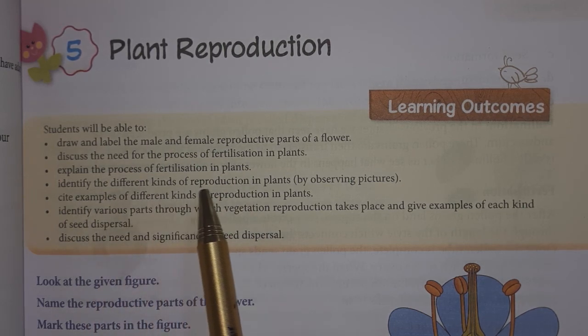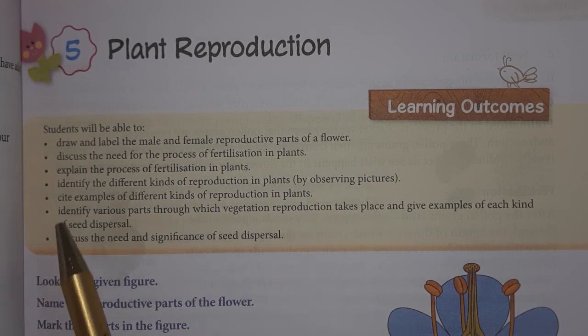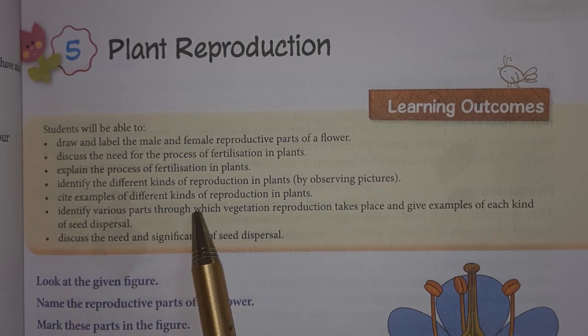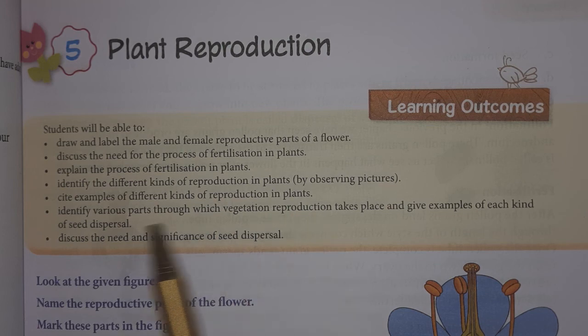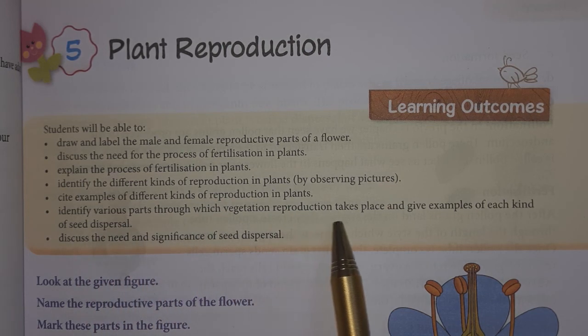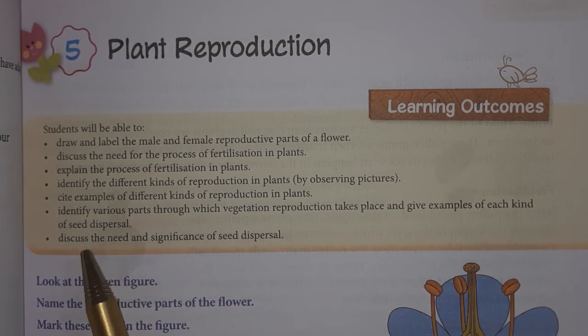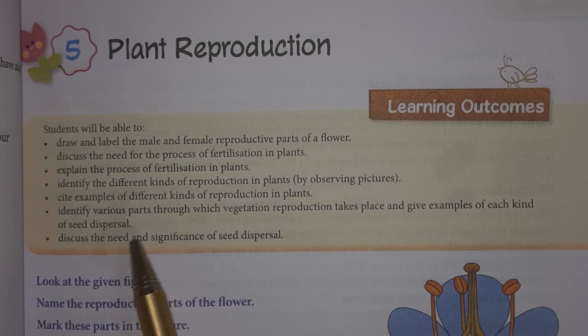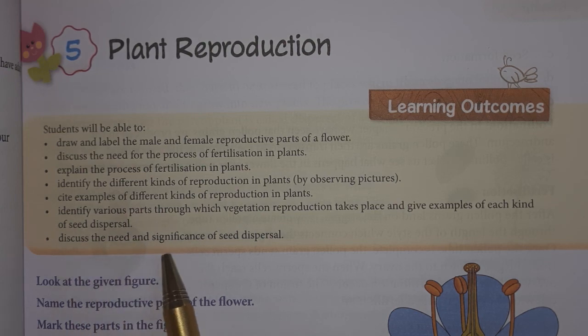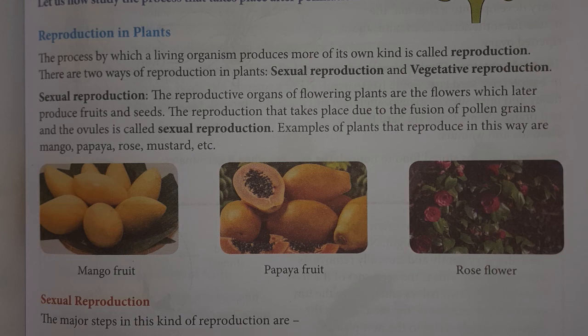Identify the different kinds of reproduction in plants by observing plants. Cite examples of the different kinds of reproduction in plants. Identify various parts through which vegetative reproduction takes place and give an example of each kind of seed dispersal. Discuss the need and significance of seed dispersal. So we will discuss one by one all these parts.